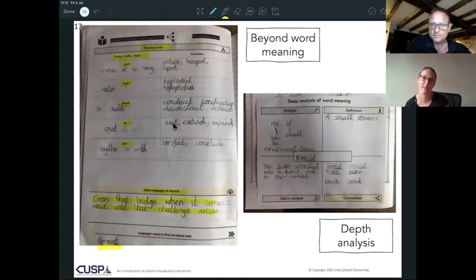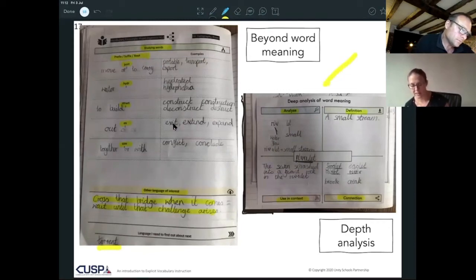Now, on the right-hand side of this slide, you'll see that there are certain words that will warrant a depth analysis. So in this case, we've explored the word rivulet because we know that we really want to use that in an example of pupils writing subsequently. And so for that individual whole word, we've unpicked the analysis, the definition, the connections, and the correct use in context. And it means that that pupil now can take that word forward and use it effectively and precisely when it's needed.